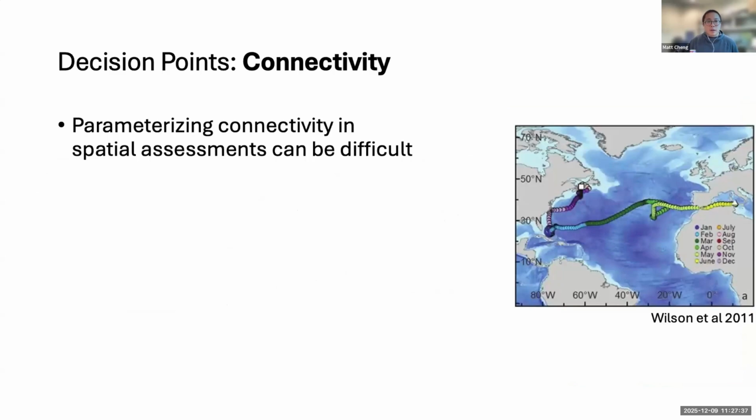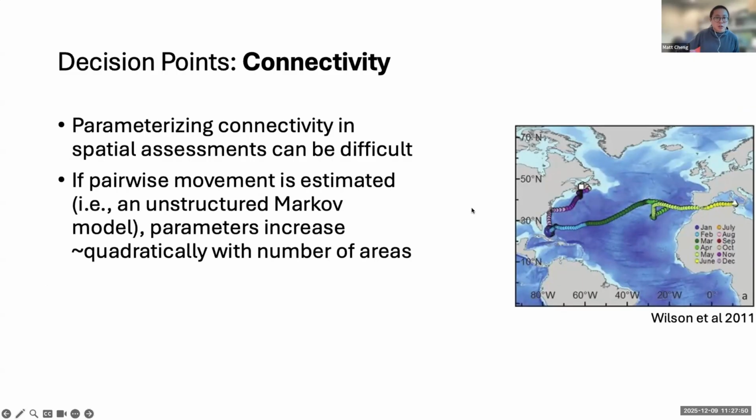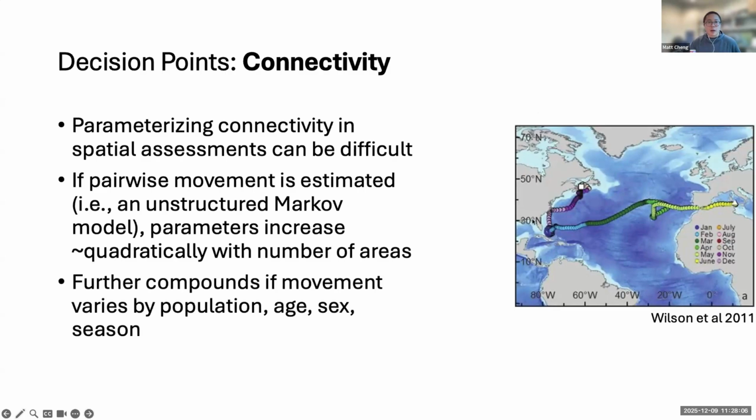And I'm sure a lot of people have experienced attempting to model movement and realize that it can be particularly difficult, just given the sparse data that's available to inform movement, as well as the number of parameters to estimate them. And so if we do a pairwise movement approach where we estimate movement parameters for every single area, the number of parameters will increase quadratically with the number of areas we're modeling. And this further compounds if we assume movement varies by population, age or length, and sexes and seasons as well.